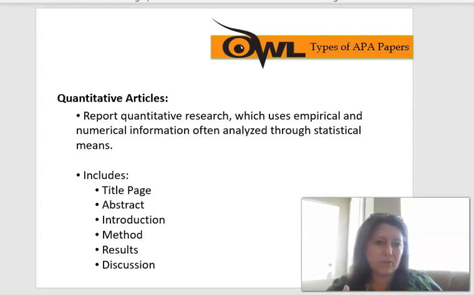And quantitative articles are going to be looking at statistics. This is where you're going to be looking at your numbers. You're going to be getting your alpha information to find out statistical significance of your data. And here you're going to have your abstract, your introduction, your methods, and then your results and your discussion.